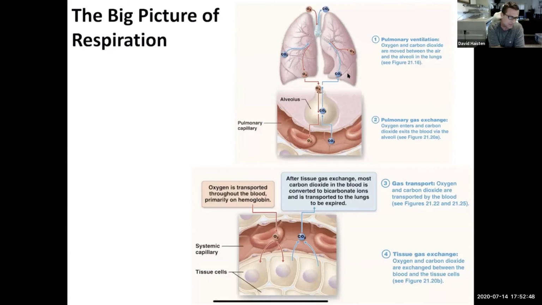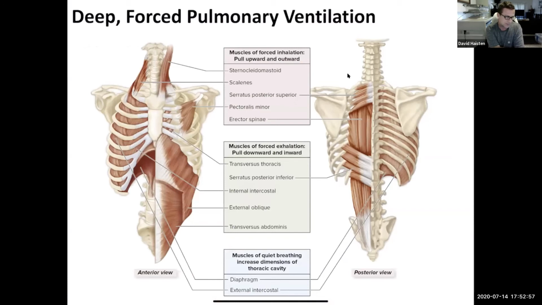Okay, the big picture. Get oxygen in your bloodstream and CO2 out. That's the point. Okay. Well, here's some muscles. Let's see if my list is good.